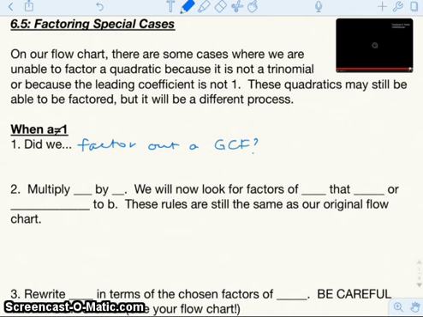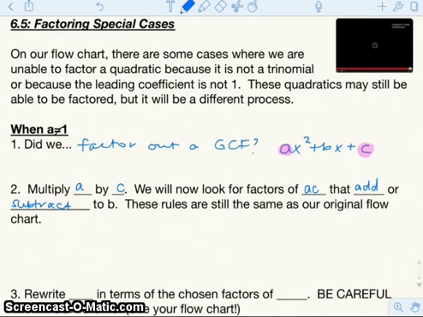Then I'm going to multiply. Well, first let me say, if I have a quadratic, it's ax squared plus bx plus c. So I'm going to multiply a by c. That's going to be step number 2. So a is the coefficient on my something squared, and c is my constant. Then I'm going to look for factors of a times c, whatever that number is. So if a was 3 and c was 5, I'd be looking for factors of 15 that add or subtract to b. And I decide whether they add or subtract based on the rules from my original flowchart.